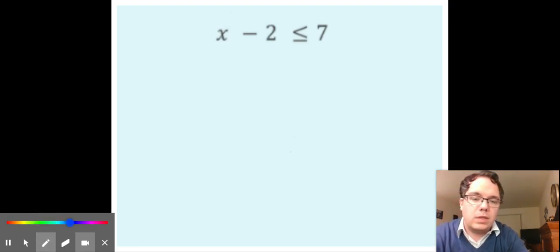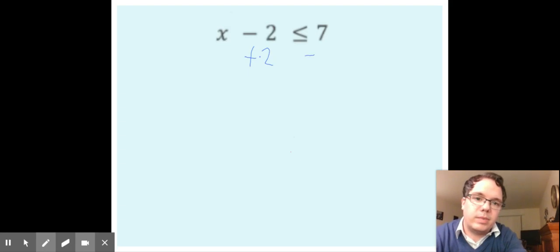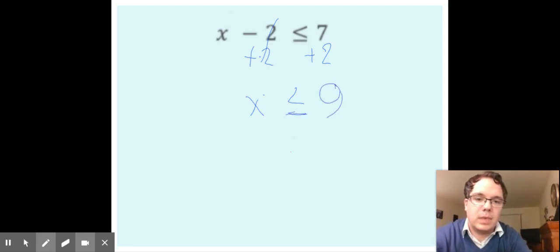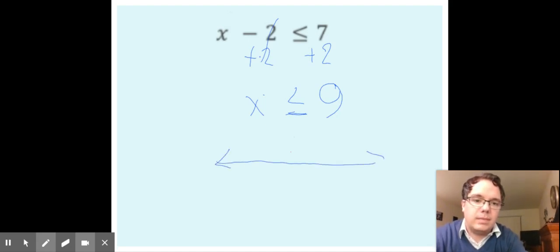To solve this inequality, we do it just like we would solve our equation. So we would add 2 to both sides. And remember, in Algebra 2, you don't have to show the step. I'm going to show it just so everyone can tell where it came from. So if I do that, I'm going to get x is less than or equal to 7 plus 2, which is 9. Right? So I'm going to make a number line.